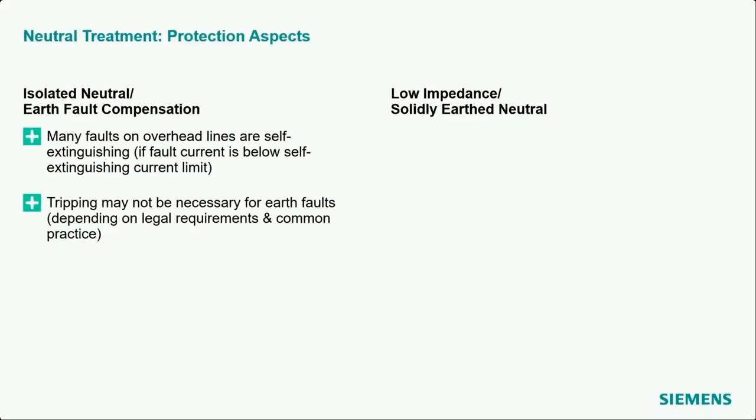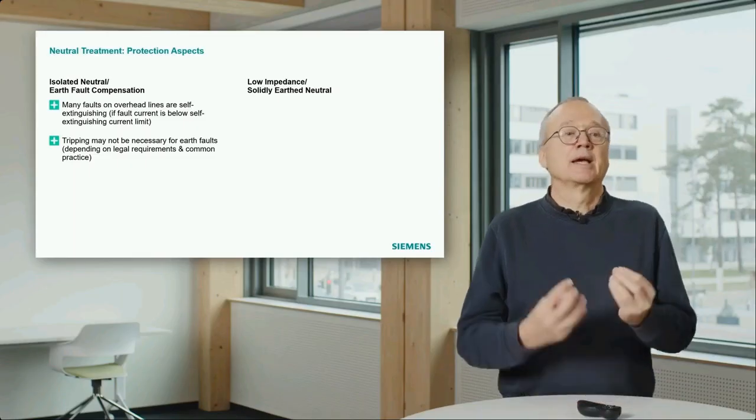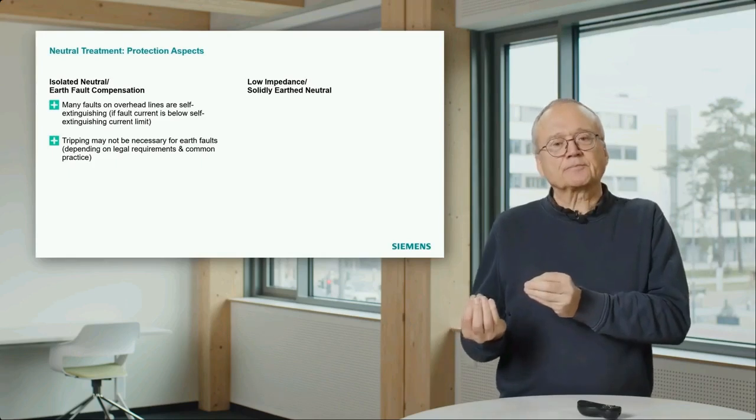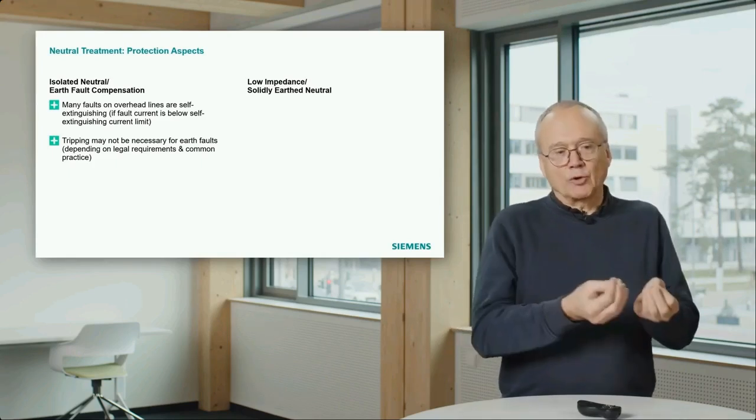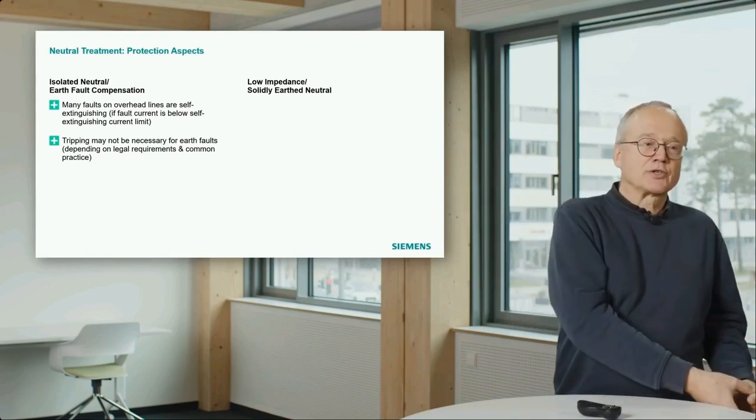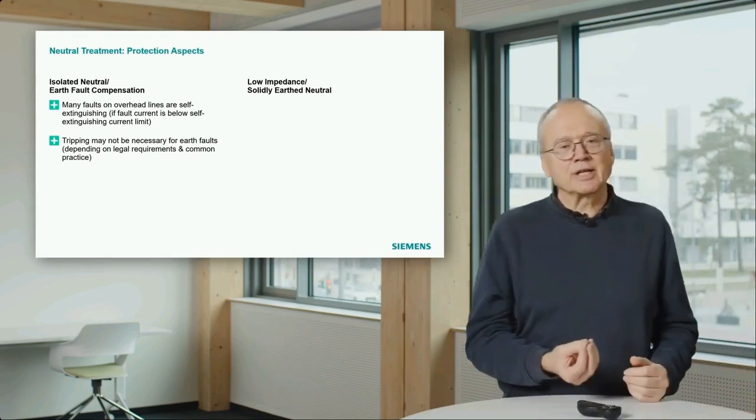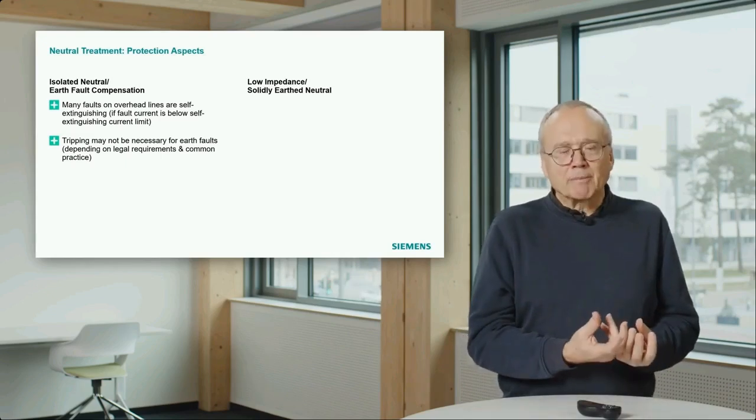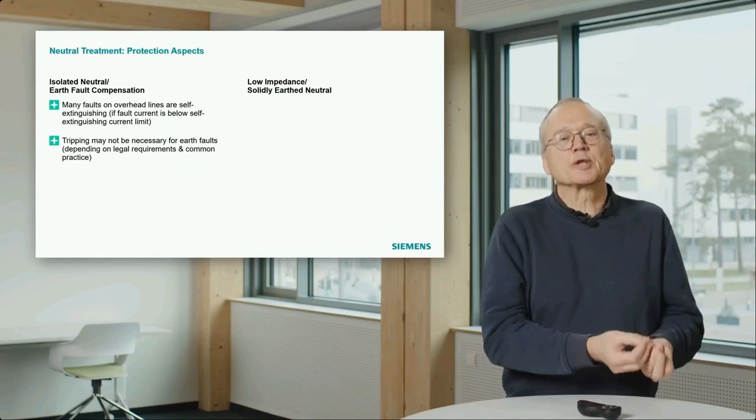The other advantage is that tripping may not be necessary. That means you can continue operation with an earth fault, but of course not for days, and it also depends on legal requirements. So let's assume we have maybe 20 to 30 amps current flowing in a compensated system. Compared to short circuit, it's a low current. But on the other hand, if you have 20 amps somewhere in a cable, you can imagine it will produce some heat in the cable and it will destroy the cable at the location.